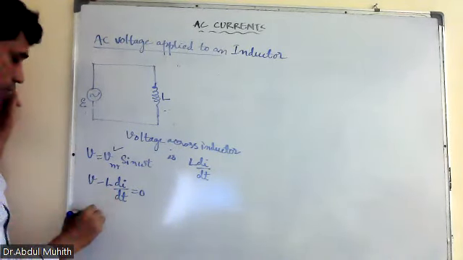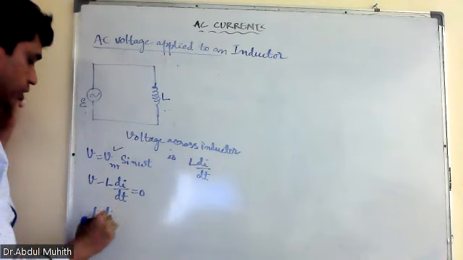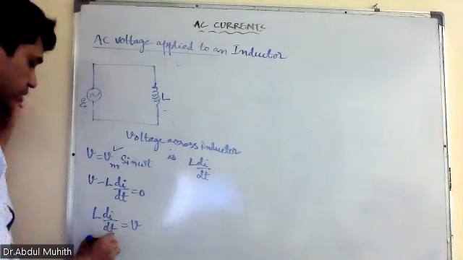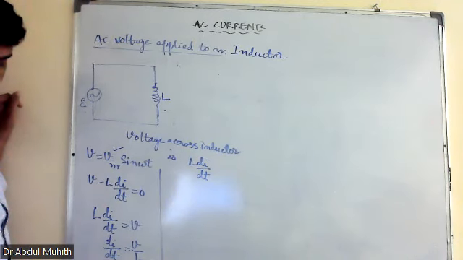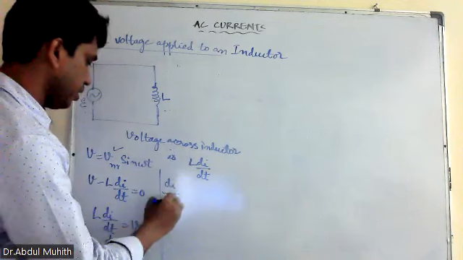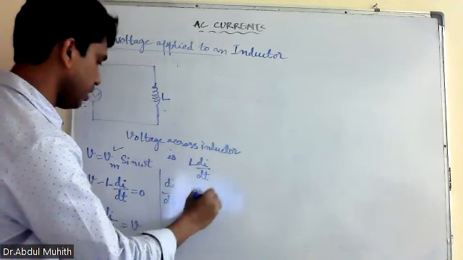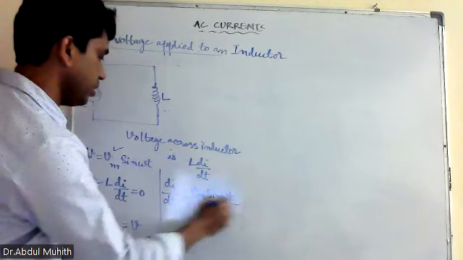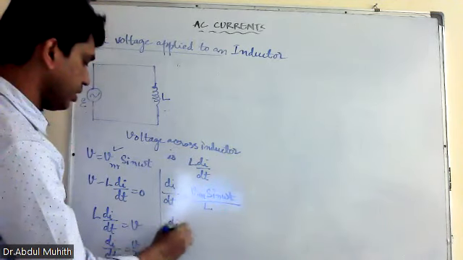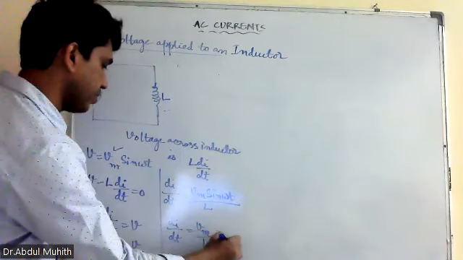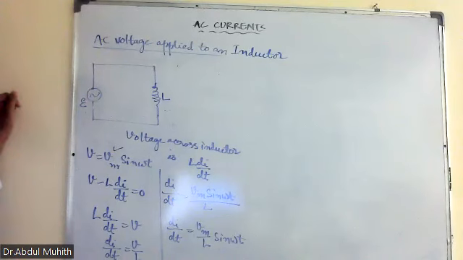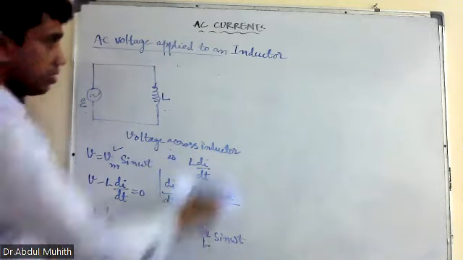Now we'll simplify this. L into di by dt is equal to what? V. Okay. So then di by dt is equal to V by L. Now V is equal to Vm sin omega t, divided by L. So then di by dt is equal to Vm by L into sin omega t. Now we'll integrate it with respect to t.